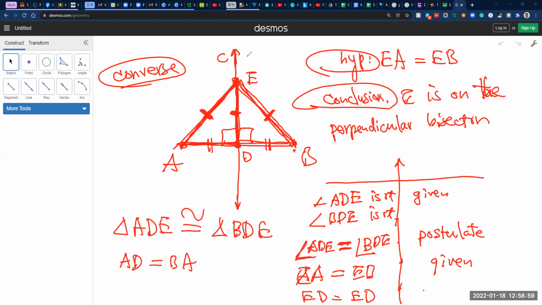So now we know this line, first of all, is perpendicular. And second of all, this line cuts AB into two equal parts. And E is on this line. So CD is a perpendicular bisector. And we know that E is on CD. So that's how we prove that E is indeed on the perpendicular bisector.